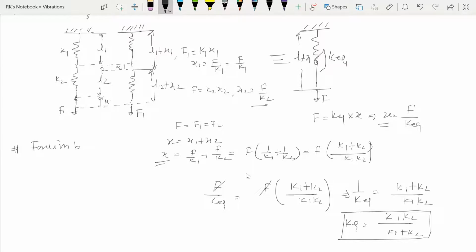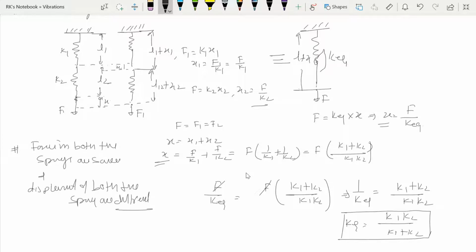Forces in both the springs are the same, and displacement of both the springs are different, right? So we can make a statement: if the springs are connected in such a way that the forces in both of the springs are the same and displacement of both of the springs are different, then we can say the springs are connected in a series system.